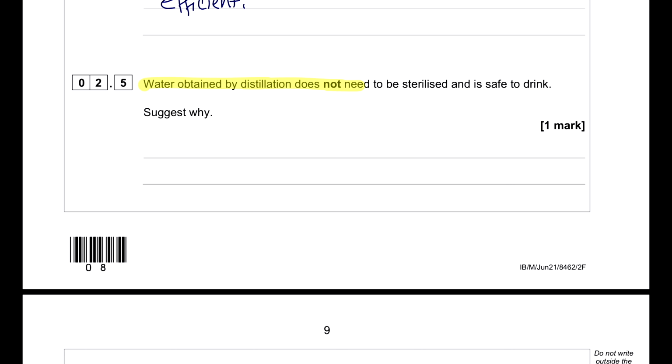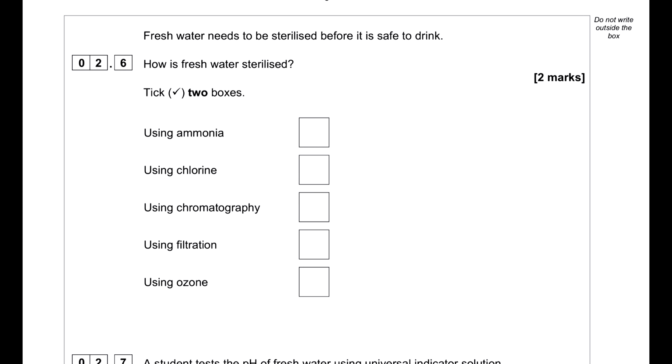Water obtained by distillation does not need to be sterilized and is safe to drink. Suggest why. Distilled water is pure water, so it does not contain any impurities. That's why it can be safe to drink. Fresh water needs to be sterilized before it is safe to drink. How is fresh water sterilized?